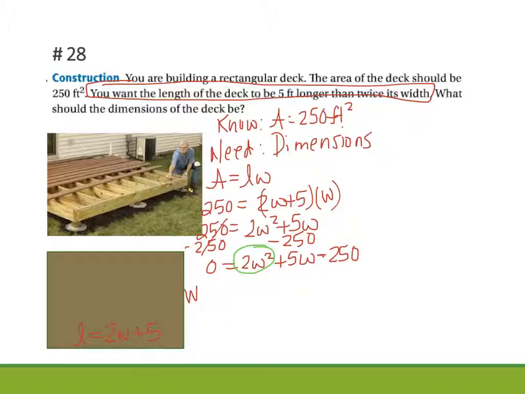Okay, so I'm going to say, well, let's rewrite 2W squared, let's rewrite negative 250, and let's multiply the 2 times the 250 to get 500. And now I need two numbers that multiply to give me 500, but their difference needs to give me a 5. So let's think about numbers that multiply to give me 500. I know it's not 1 times 500. That's definitely not it. 50 times 10 multiplies to give me 500, and those are too far apart because they don't have a difference of 5. So I need numbers closer together.